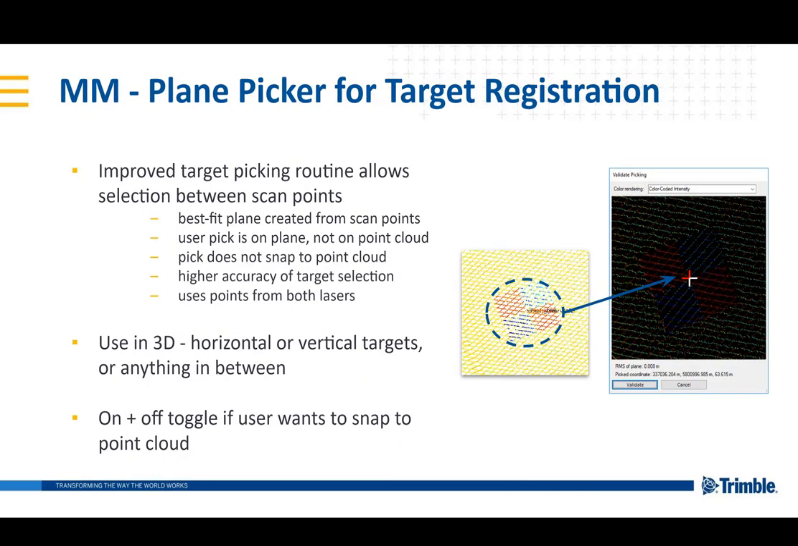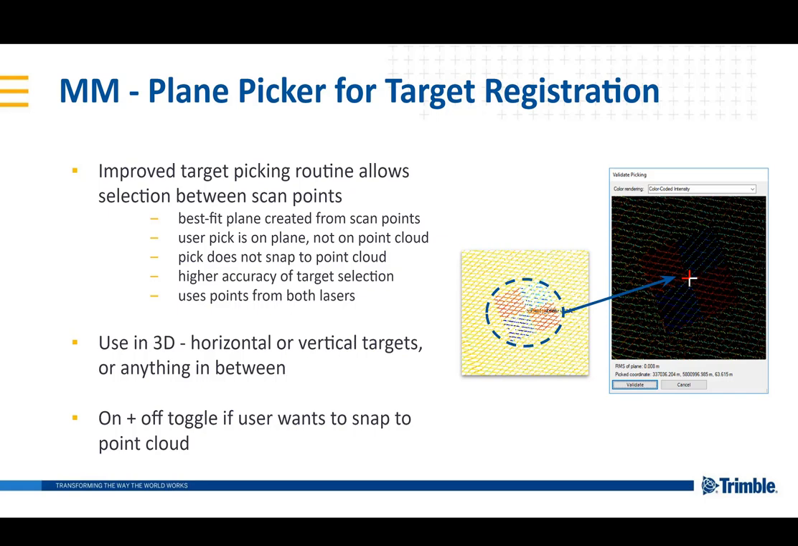All right, now I just want to make sure I didn't miss anything. Nope. There is a bunch of mobile mapping and MX9 related enhancements in version 5.20. We've really focused on improving some mobile mapping, particularly along the lines of registration of data. And one of those major enhancements is now a plane picker for target-based registration for mobile mapping data.